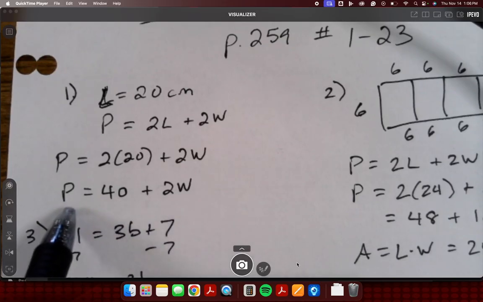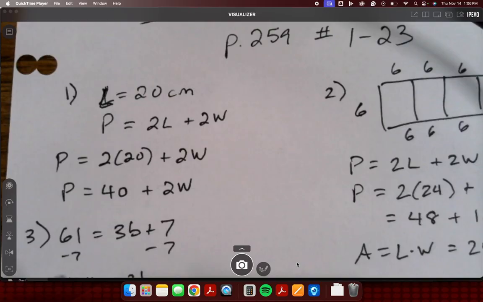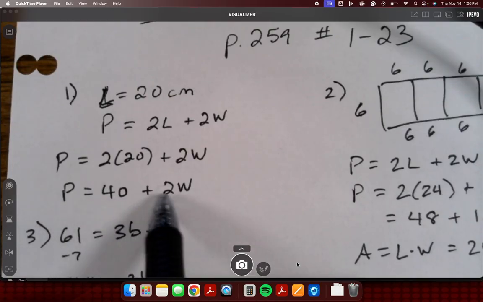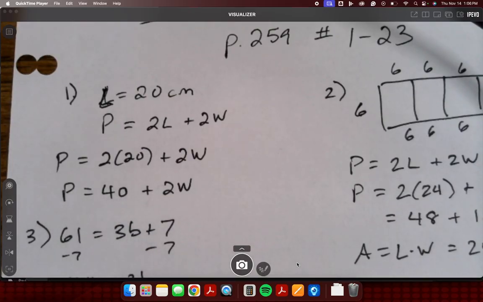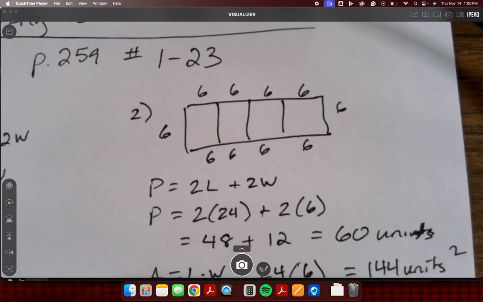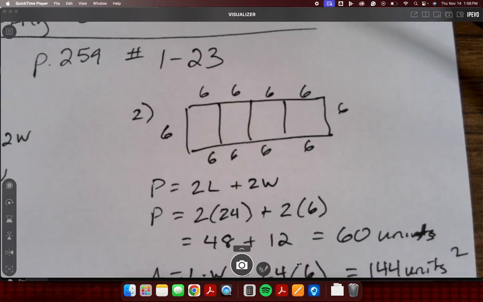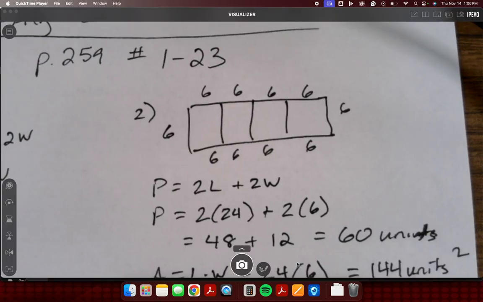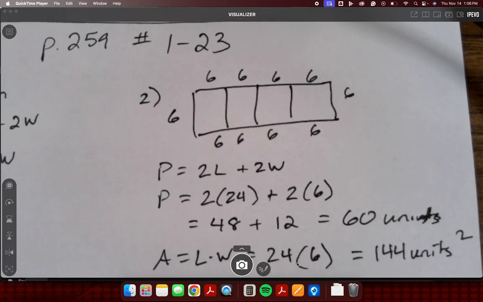So this is the way we could then figure out either P or W if they give us the other. So if we knew P, we could use this to find the width of the rectangle. Okay, number two, they give us 4 squares that form a rectangle when put together like this. And they say the side of each square is 6 units. So they ask, what is the area and the perimeter of the rectangle?